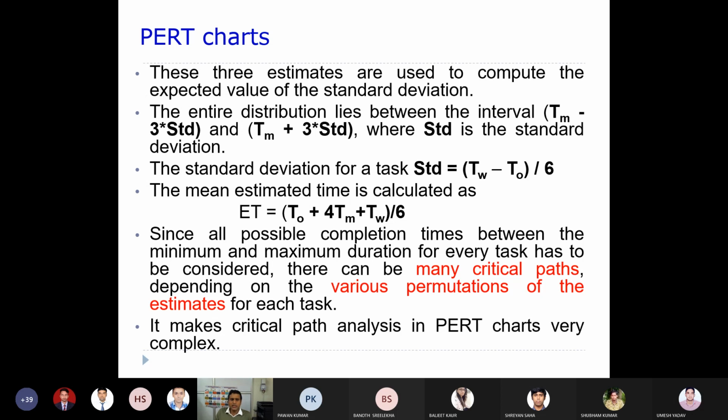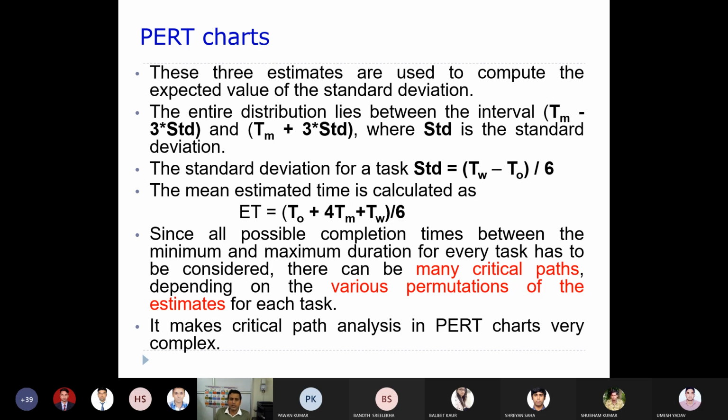Now the mean estimated time, you can get a mean estimated time. It is an average weighted time, I mean, you can say it's a weighted average. So you can get this weighted average time like this: the mean estimated time is To plus 4Tm plus Tw, divided by 6.